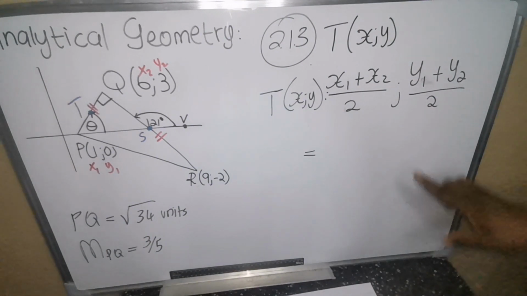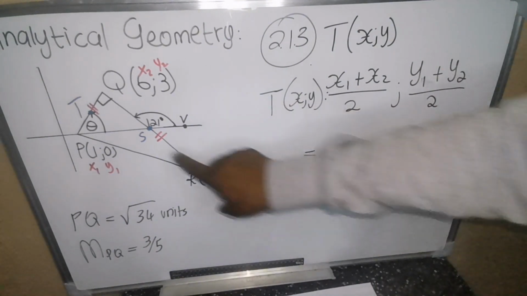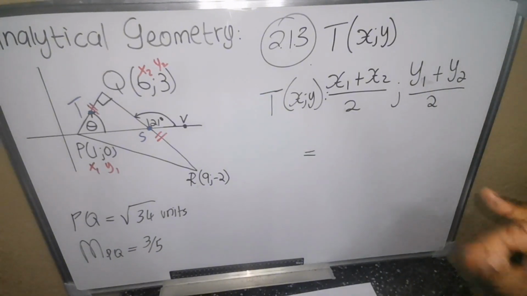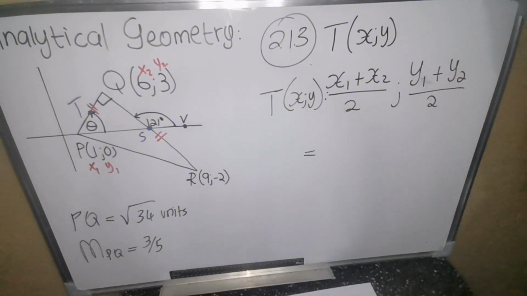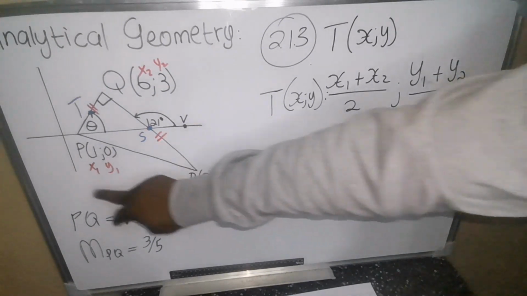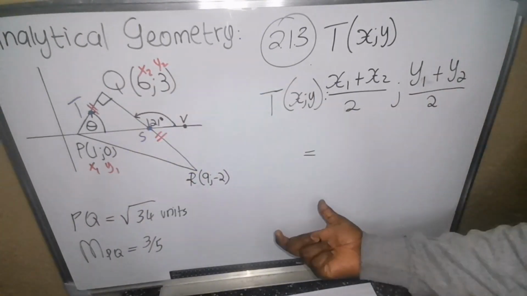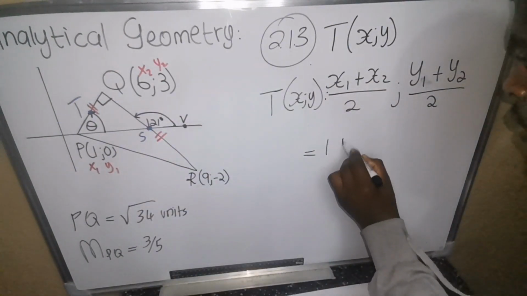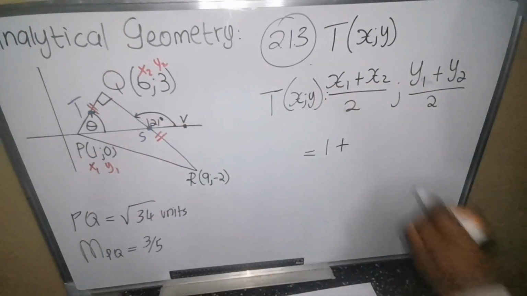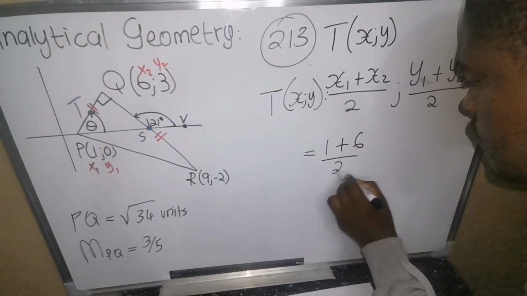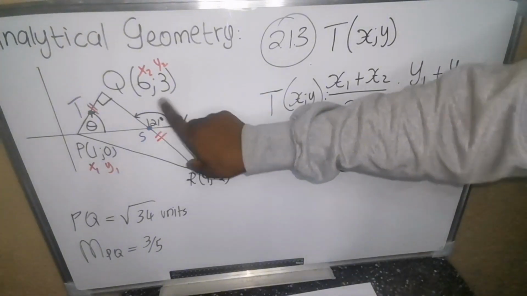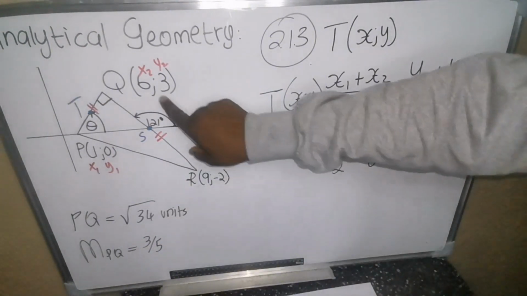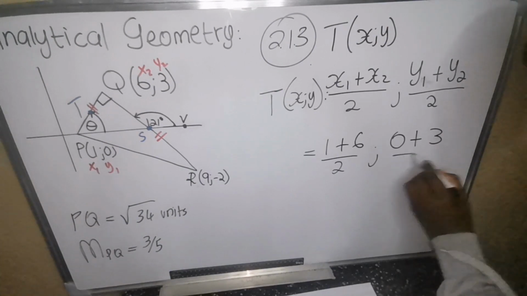Equal to. So now I got a midpoint there. These are the coordinates of T, the midpoint of PQ. Now for the midpoint of PQ, they are already labeled x1, y1, x2, y2. Just substitute into this equation. x1 is 1 plus x2 is 6, divided by 2, and y1 is 0 plus y2 is 3, divided by 2.